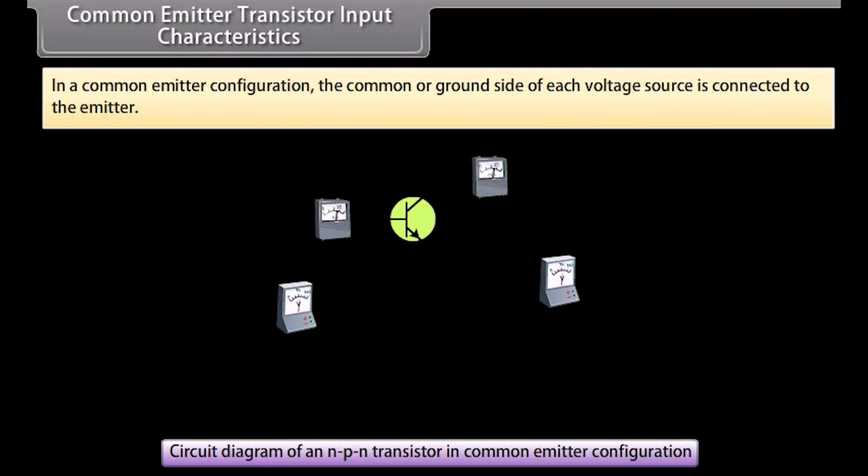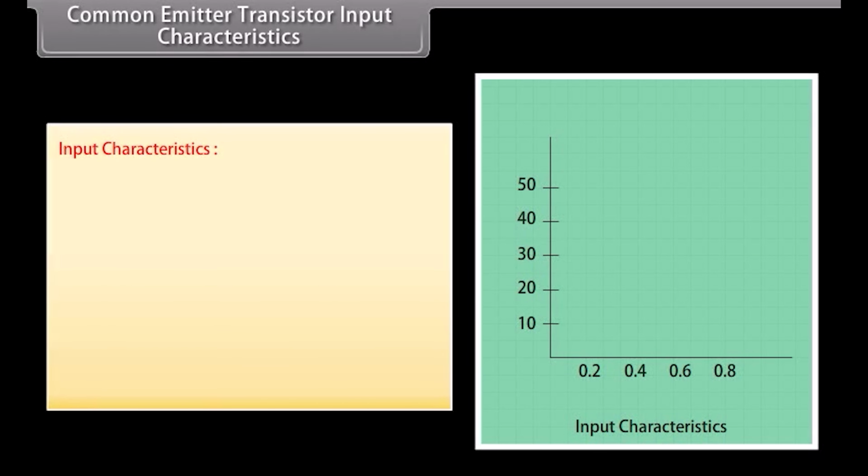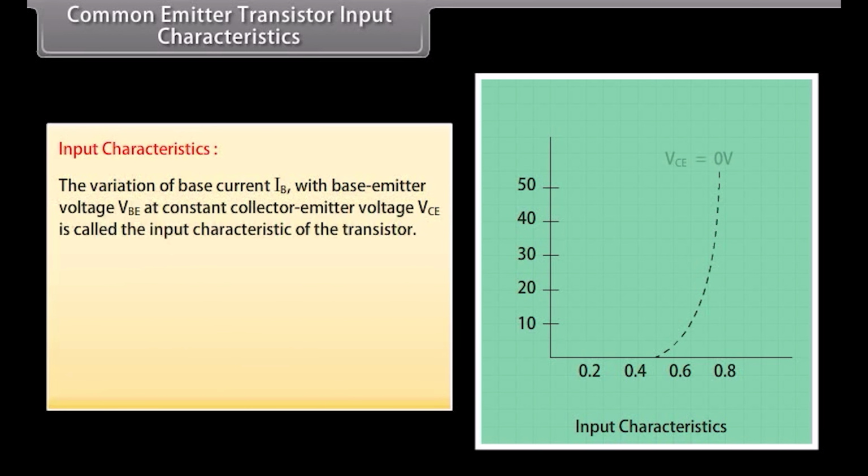In a common emitter configuration, the common or ground side of each voltage source is connected to the emitter. Input characteristics. The variation of base current IB with base emitter voltage VBE at constant collector emitter voltage VCE is called the input characteristic of the transistor.